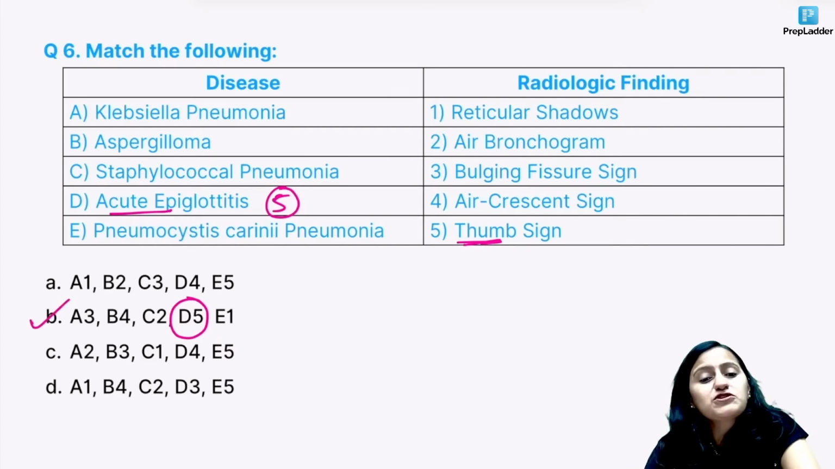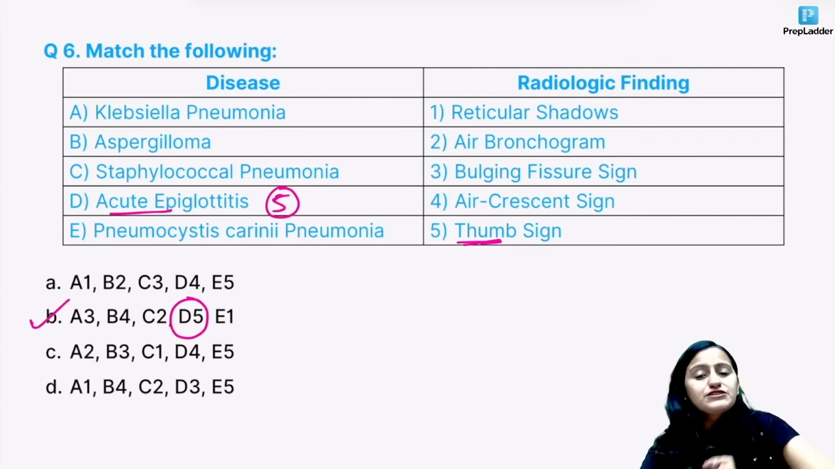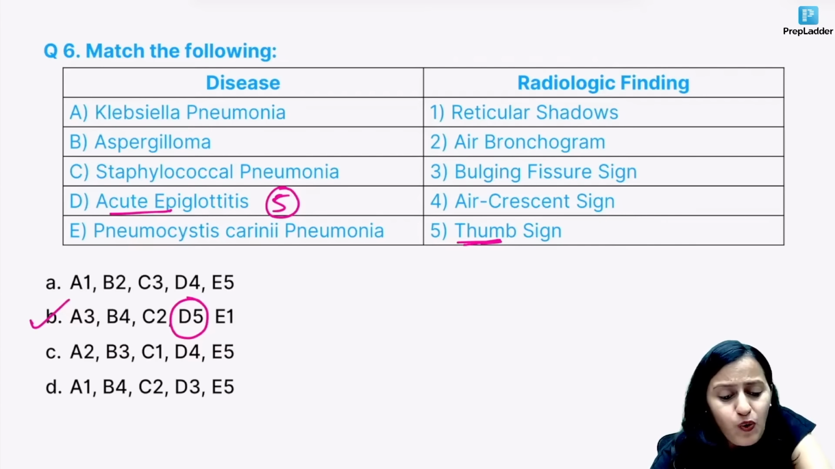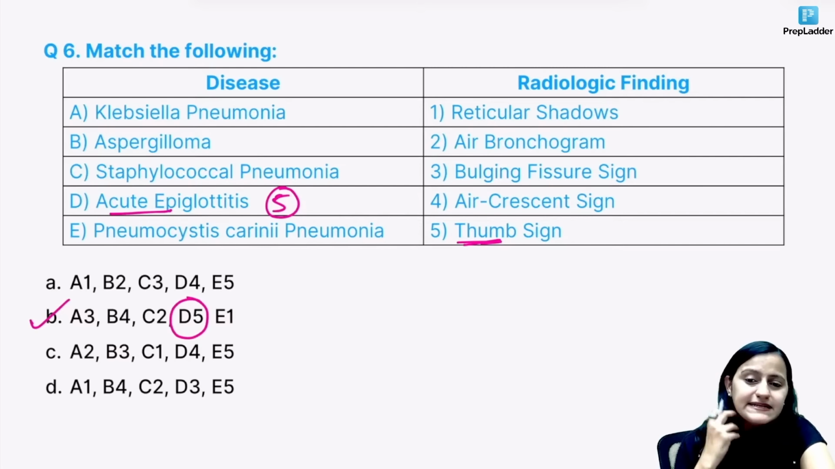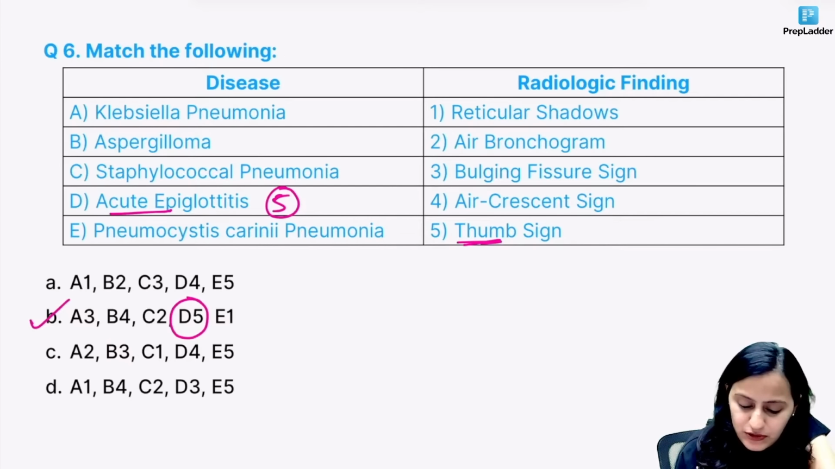Because no other option has D5. So that's your quick trick for solving the match the following questions. You don't have to look at all the options. Okay, so look at the one that you already know. Is this clear with everyone? So let's have a look at all the options.